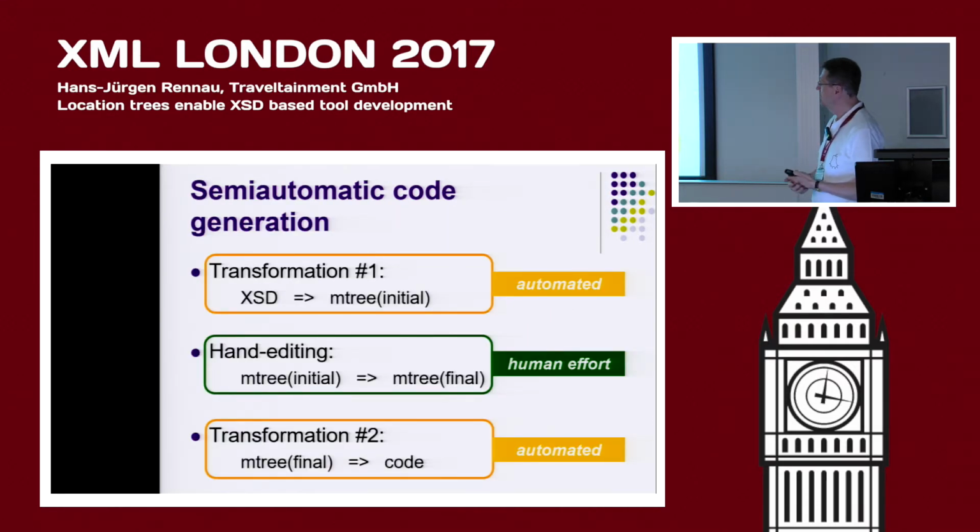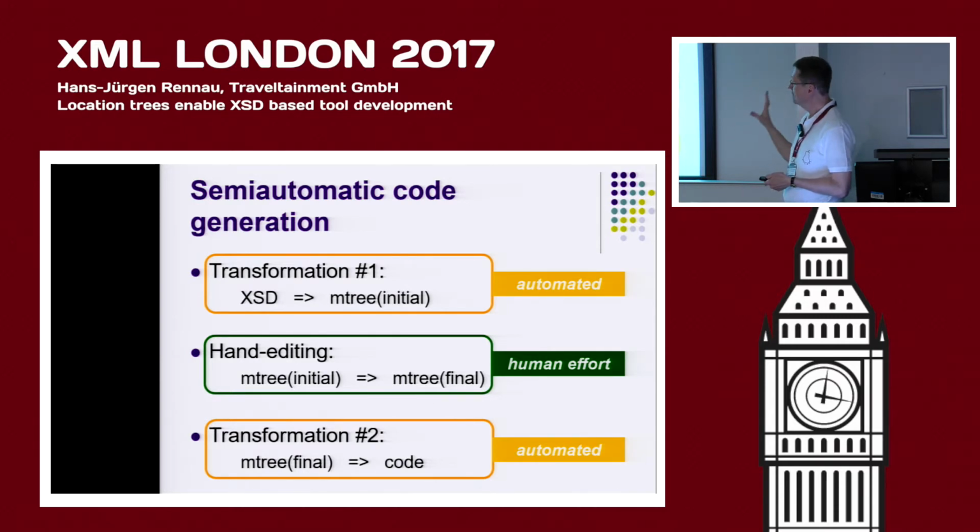for effecting document transformations. So the first step is a generic transformation from XSD into an initial version of a metadata tree. This, of course, has only value placeholders for the metadata. Then the human steps in and edits the metadata tree. And the result is an edited or final metadata tree. And then comes a second transformation step, again absolutely generic, which transforms the edited metadata tree to the final code effecting the transformation. All this is completely generic.